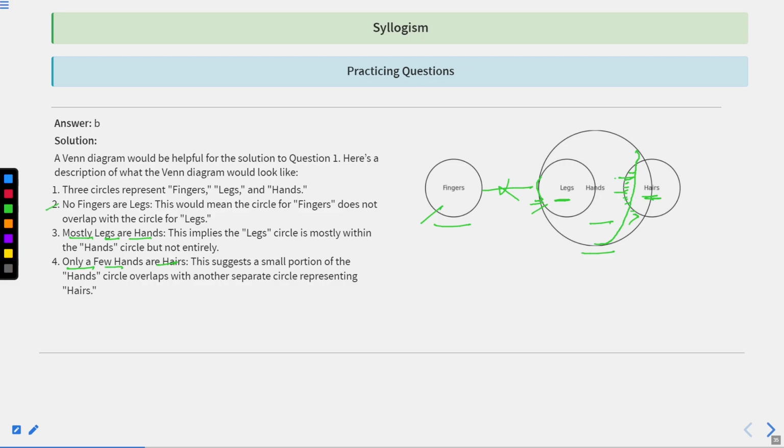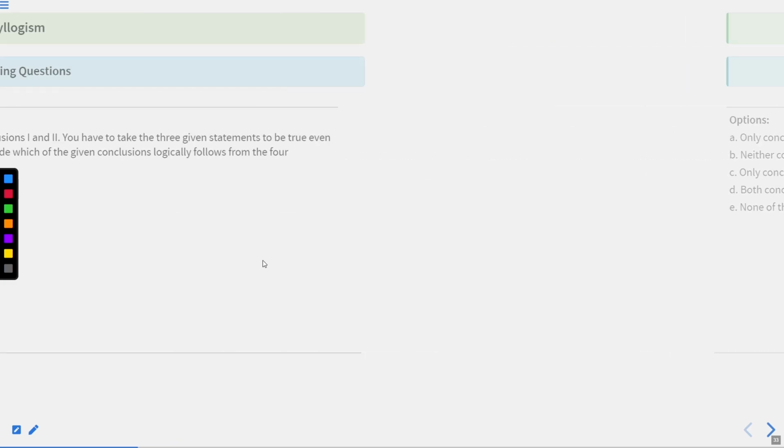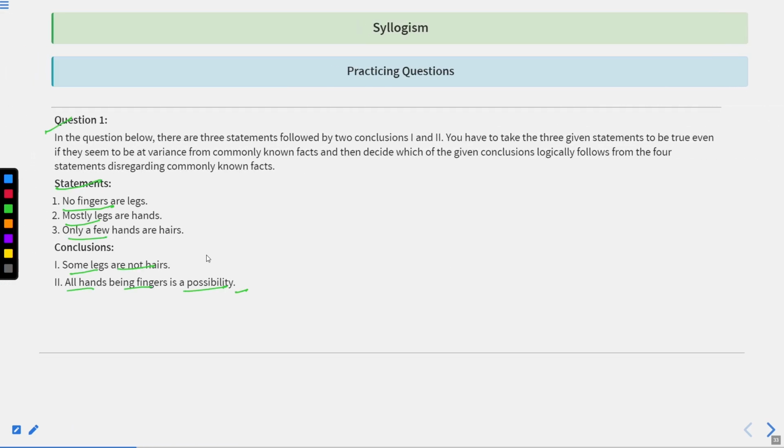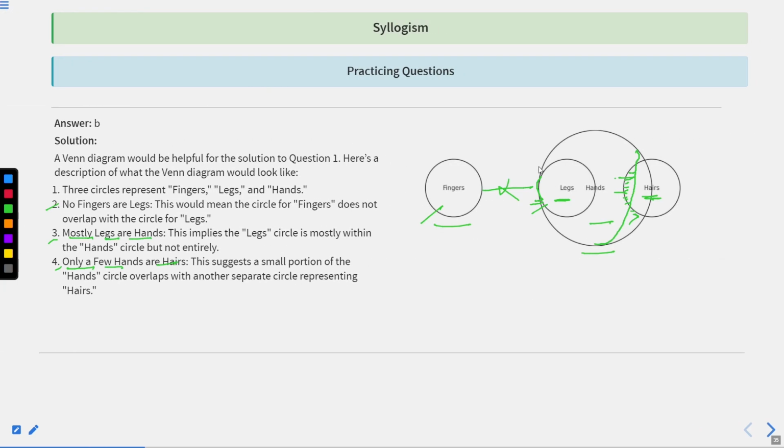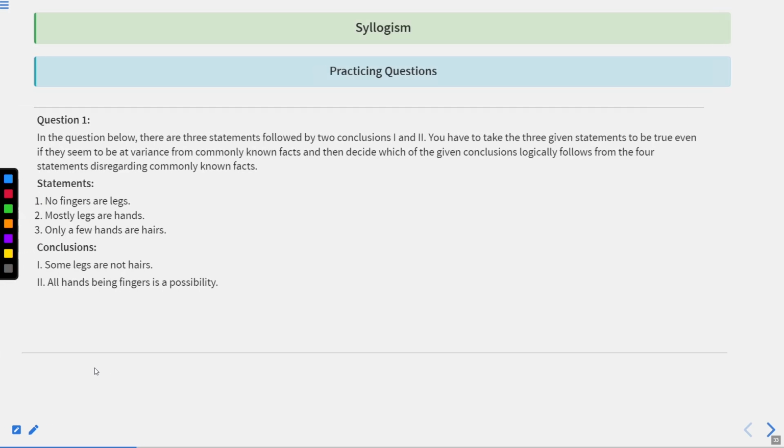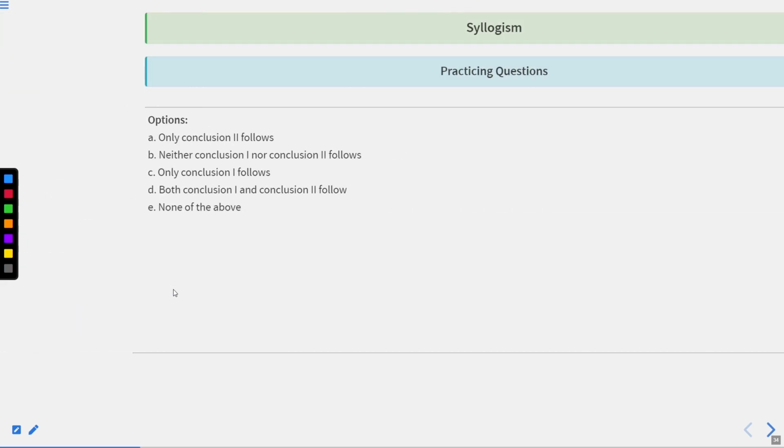So from these statements, what we have derived is that the first conclusion was some legs are not hairs. That is something which we cannot derive because there is no linkage. Some legs are not hairs, we cannot say. If this had been overlapping, then we would have said that. Now the second conclusion was all hands being fingers is a possibility.